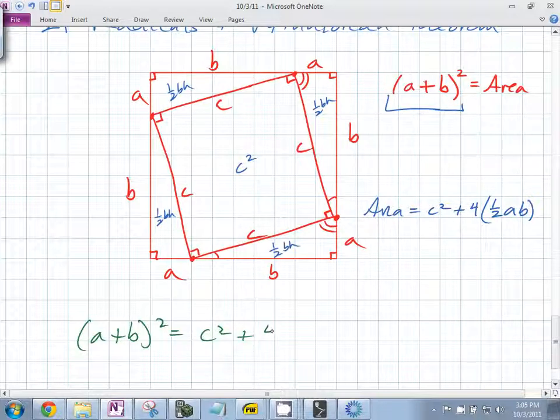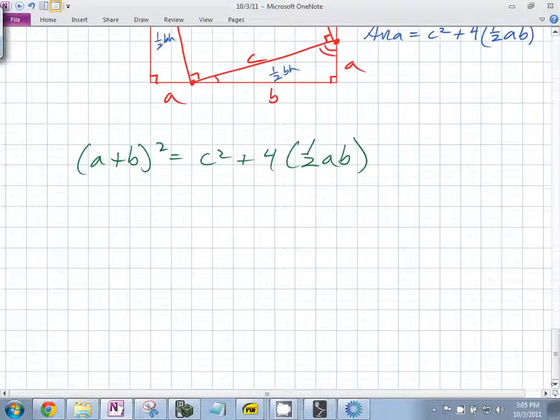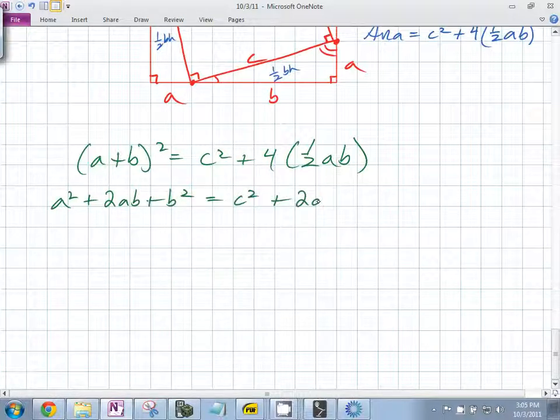What's A plus B quantity squared? A squared plus 2AB plus B squared equals C squared plus 2AB. What cancels? I'll go back in a second. What cancels? And what are you left with?